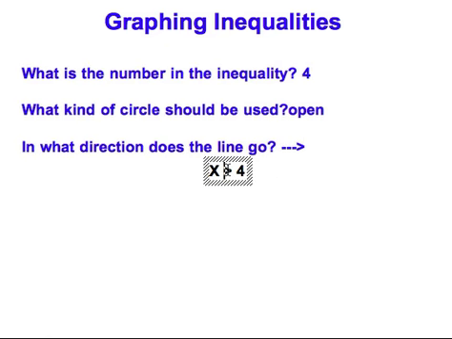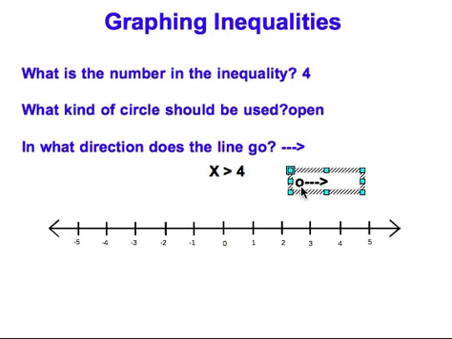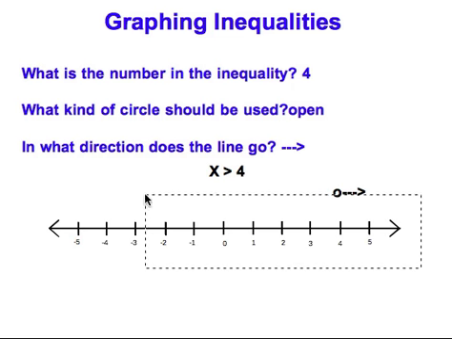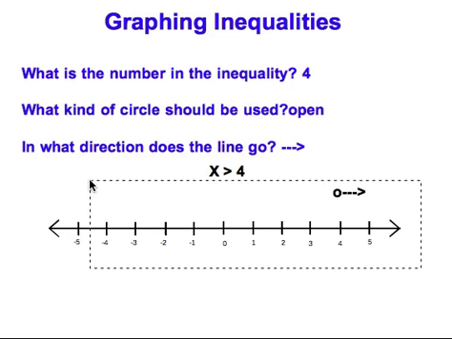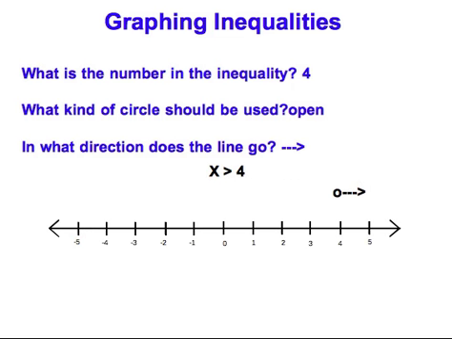So now I've determined that I have an open circle and an arrow that's pointing to the right, and the last part is to have my number line and to place the circle above the number in the inequality. The number in the inequality is 4, so my arrow with the circle is going to go above the 4. And so right now I have my graph of the inequality x is greater than 4.